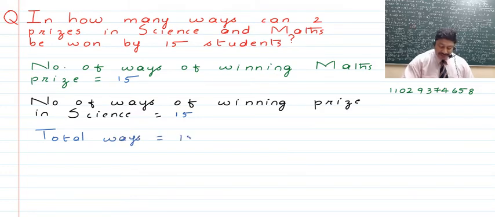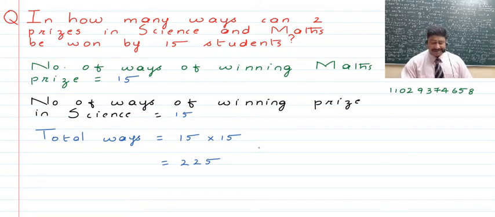So the total number of ways of winning the prizes will become equal to how much? It will become equal to 15 for maths and 15 for science. As such, it will become equal to 225, which is the square of 15, ways by means of which this work can be done. So I'll just quickly discuss this.